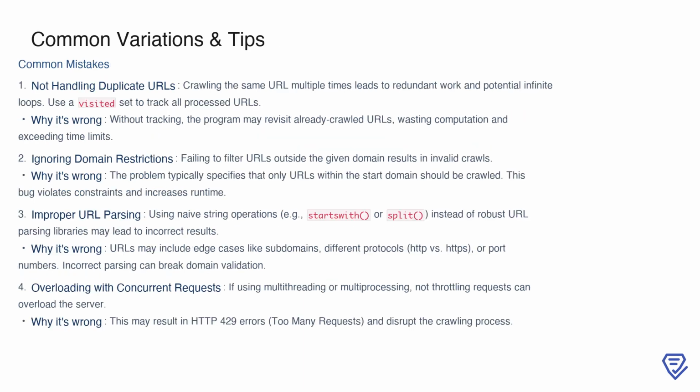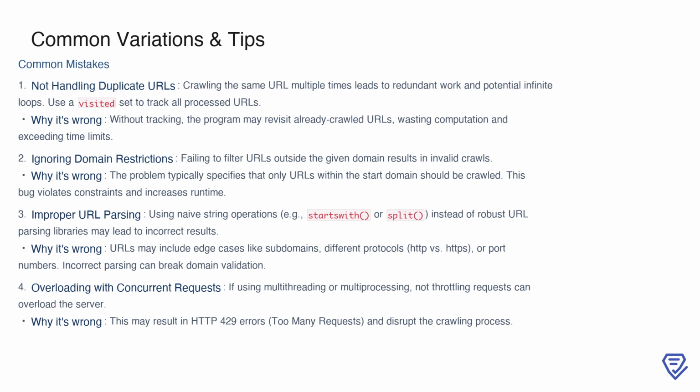When working on web crawling problems, there are some common pitfalls to watch out for. First, not handling duplicate URLs is a frequent mistake. Without tracking which URLs have already been crawled, your program might revisit the same pages repeatedly, leading to wasted computation and even infinite loops. To avoid this, always maintain a visited set to keep track of processed URLs.